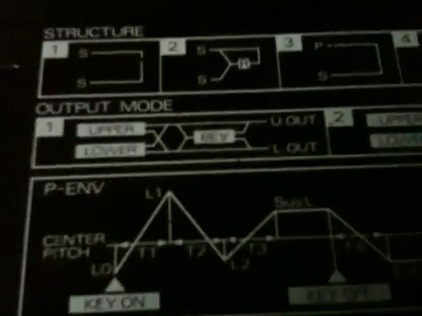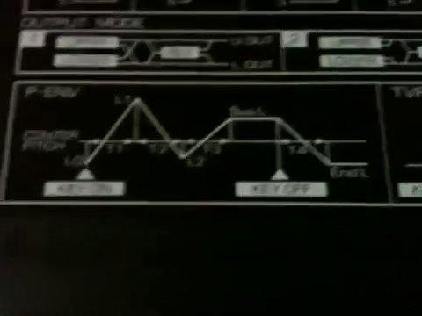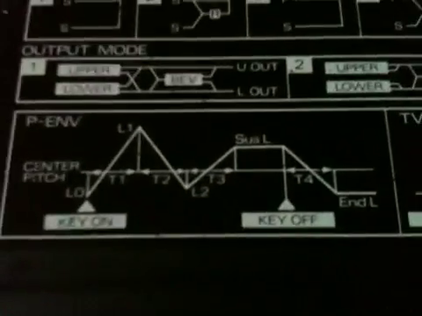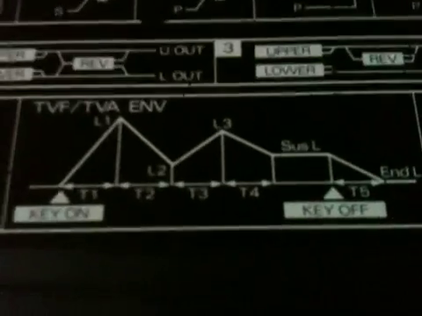And I guess I should mention underneath here is the different output modes that deal with the two partials and how they go through the reverb unit, and different designs there. There's all four of those. And then also, to help with designing patches, they have the envelope generators listed for the pitch envelope generator, which is the first one, and the TVF, TVA, LFO, and the EQ unit.